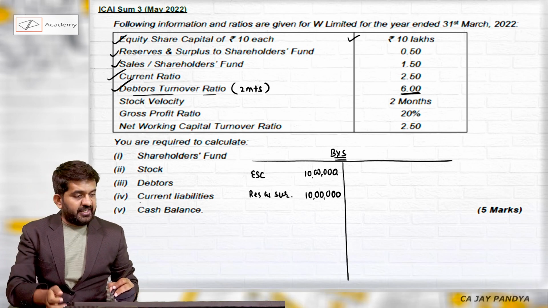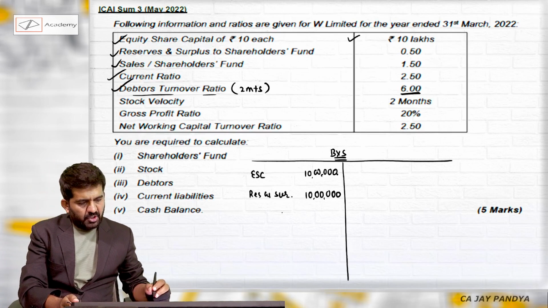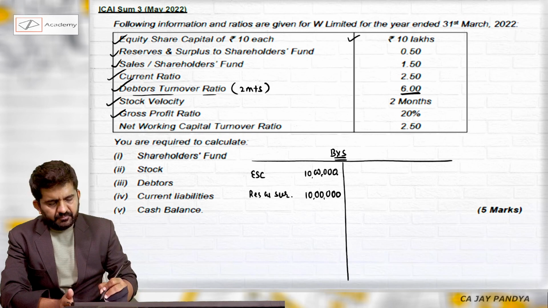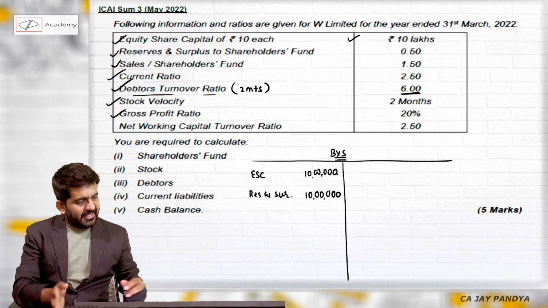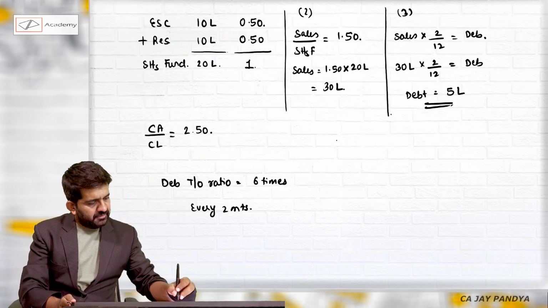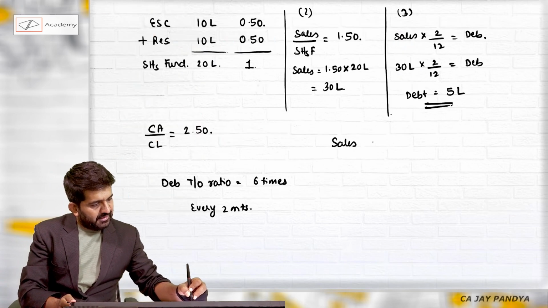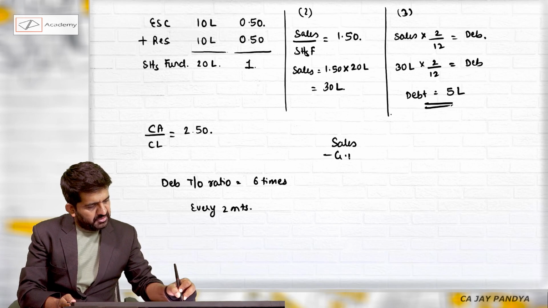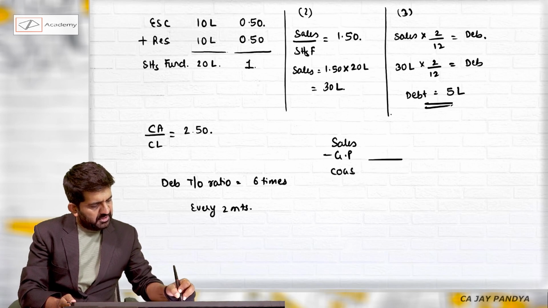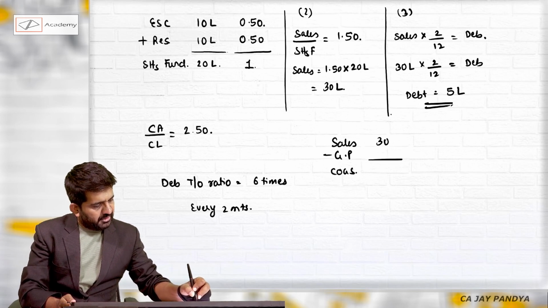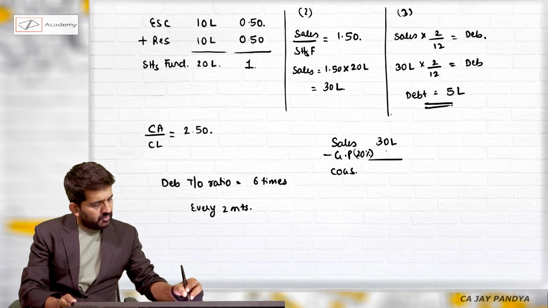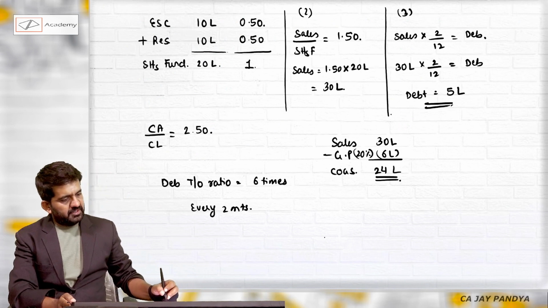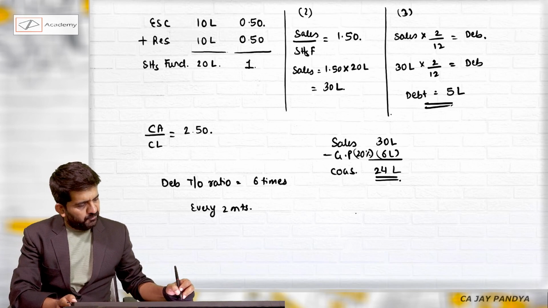Stock velocity or stock turnover ratio. Now we are having GP margin, so we should take COGS instead of sales. GP margin is 20%. Sales minus GP is equal to COGS. Sales is 30 lakhs. GP margin is 20%, which is 6 lakhs. This will be 24 lakhs. So COGS is 24 lakhs.